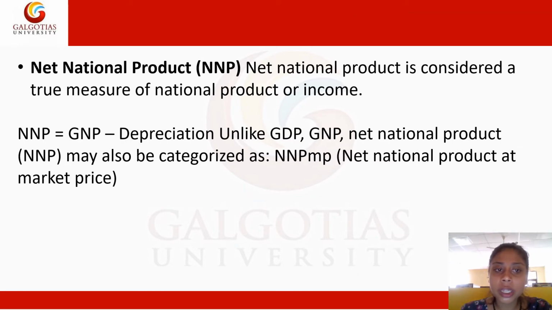Okay, then comes net national product, which is NNP. Net national product is considered a true measure of national product or income. It is defined as GNP minus depreciation, or capital consumption allowance, or wear and tear. So how will we calculate NNP? We'll simply calculate it as NNP equals GNP minus depreciation. Unlike GDP and GNP, net national product may also be categorized as NNP at market price. Okay, so we'll simply calculate it in this way.